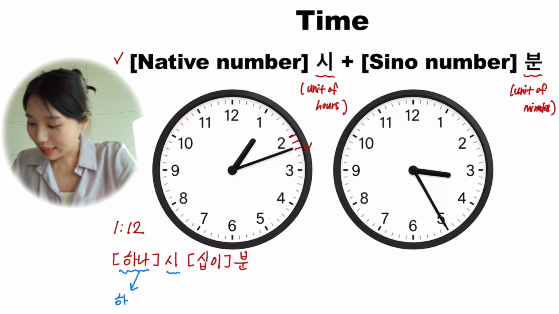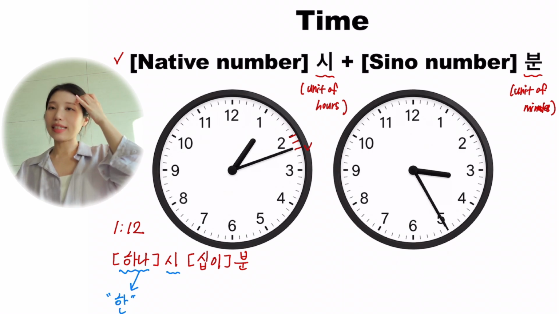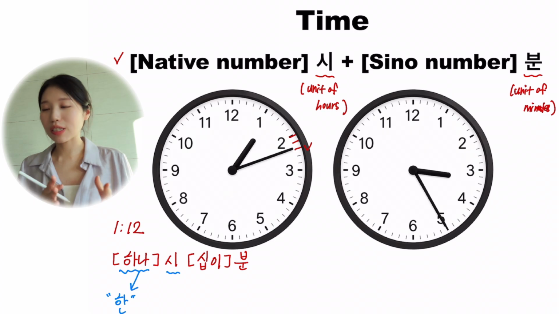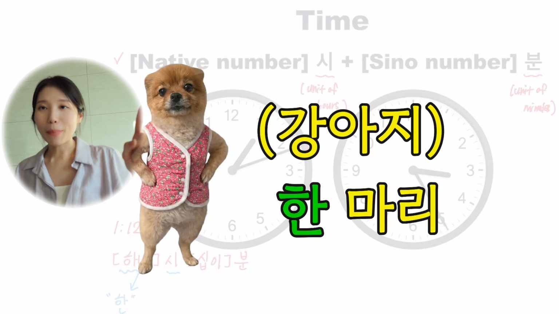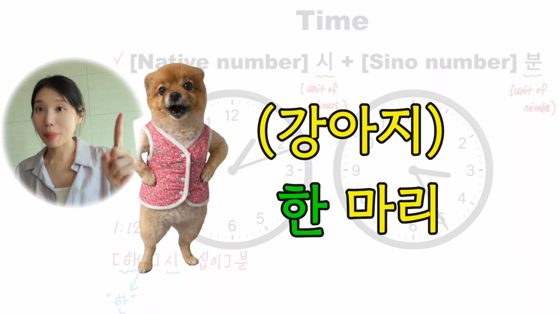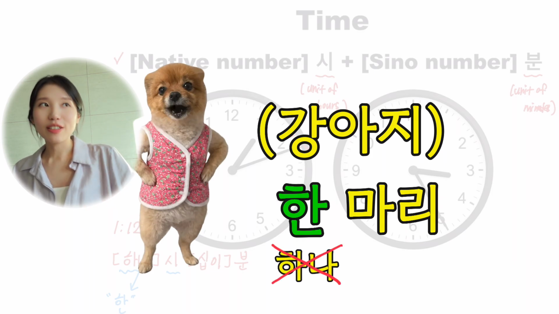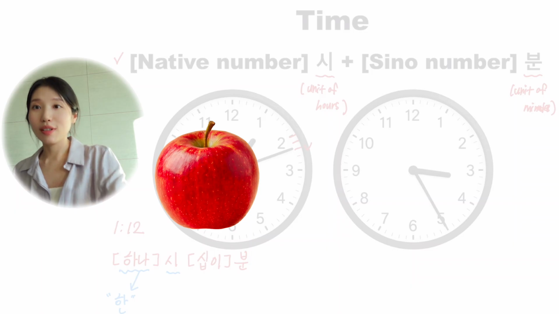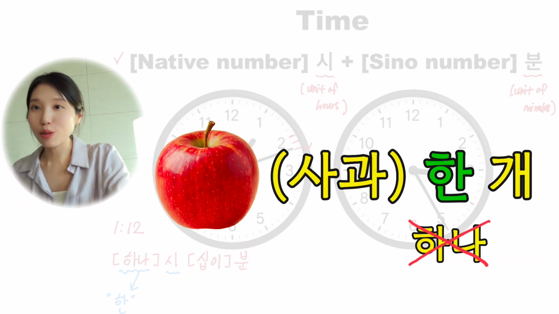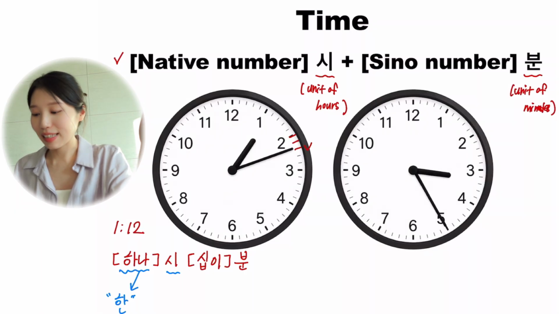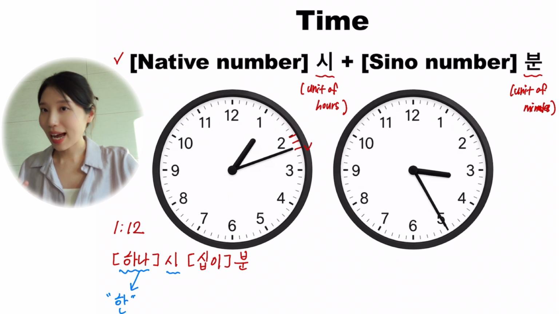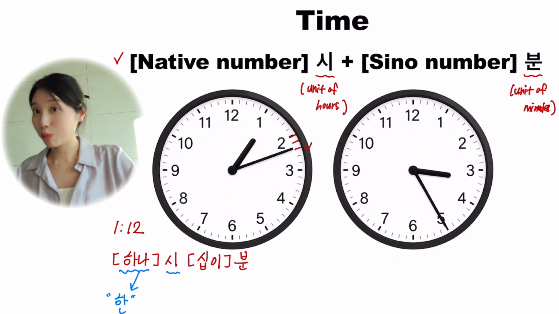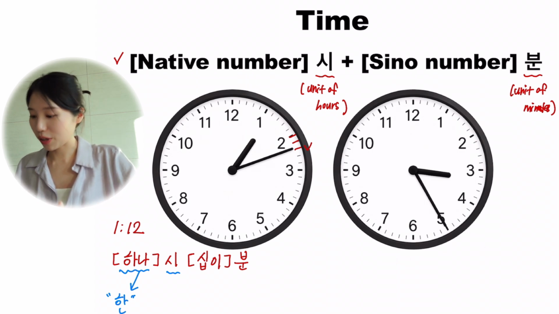That's right, but when you read this number 1, 하나, with this 시 unit, 하나 changes to 한. This is mostly the case not only for 시 but with other units. For example, one dog, 강아지 한 마리, not 하나 마리. One apple, 사과 한 개. So this is a little irregular, but because of the sound system, 하나 changes to 한. 1시 12분 is 1:12. Okay?